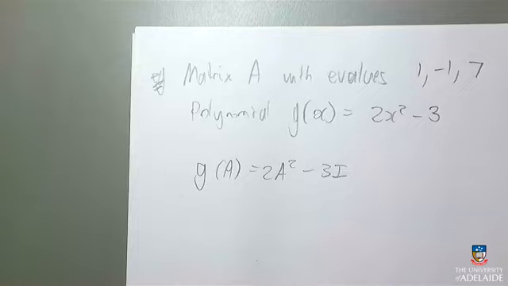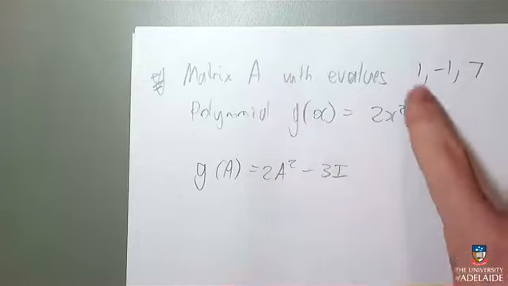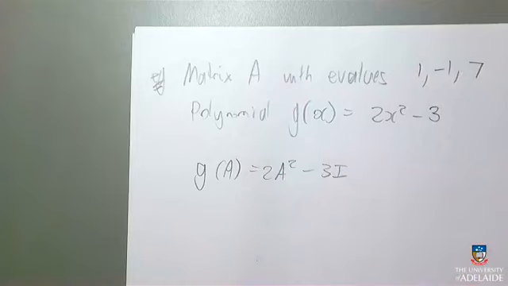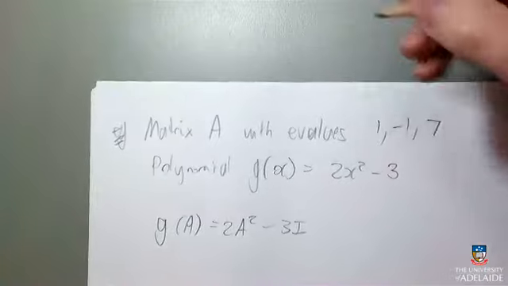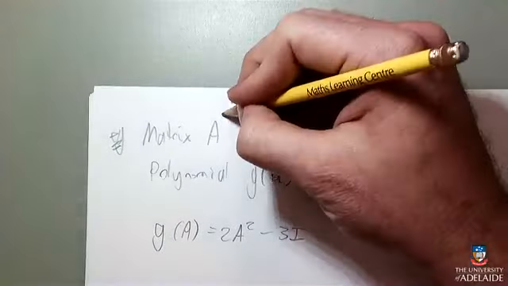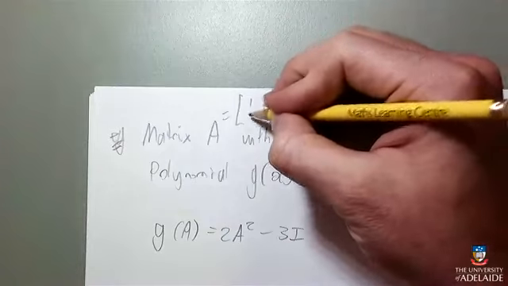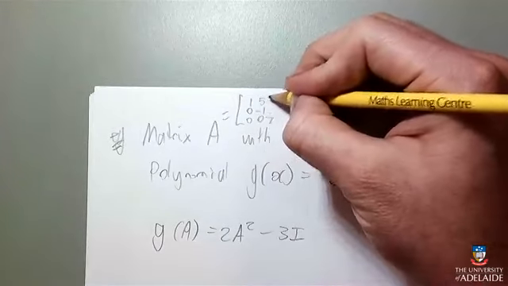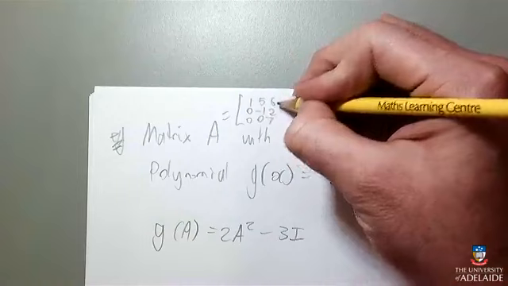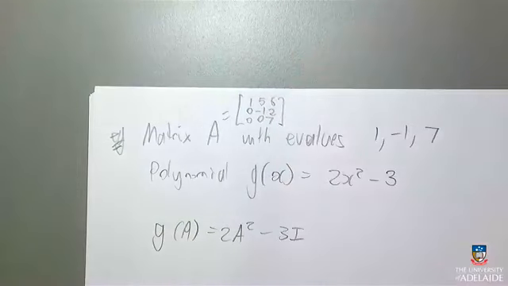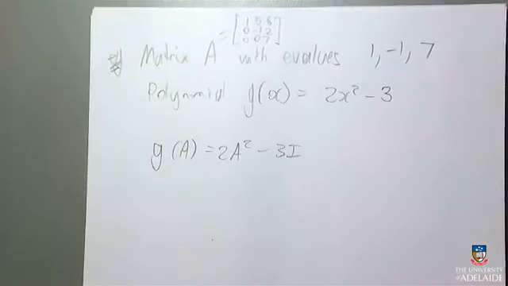So I could put a matrix in this spot here with those eigenvalues, and I could do a polynomial. Yeah, I'm going to do it. Let's see if I can figure out a matrix with those eigenvalues. I suppose I could do this always, couldn't I? Like that. That's got those eigenvalues. All right, and g of A would be this.